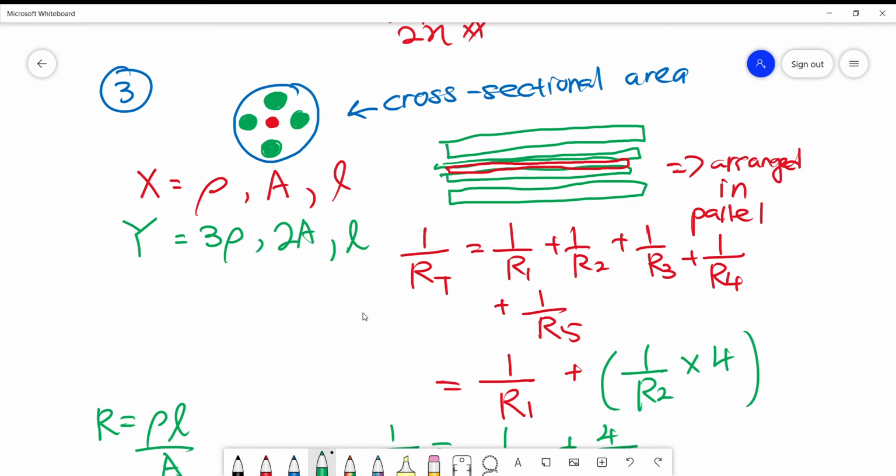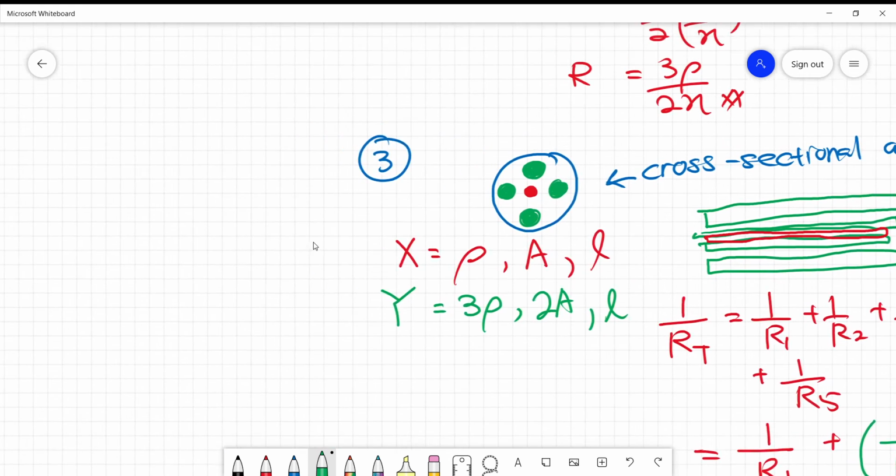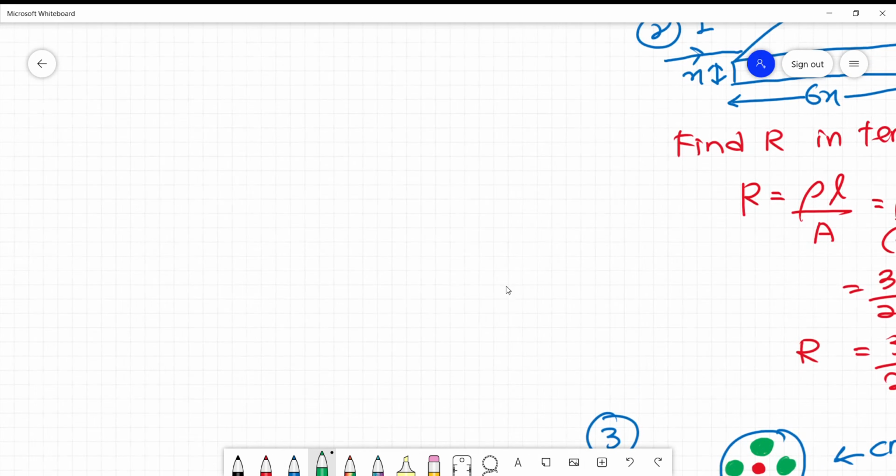Alright, so we have done the third example. There is another example, so let's move on to the final example.